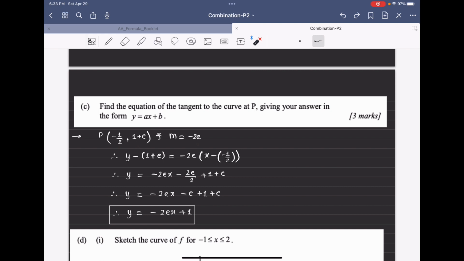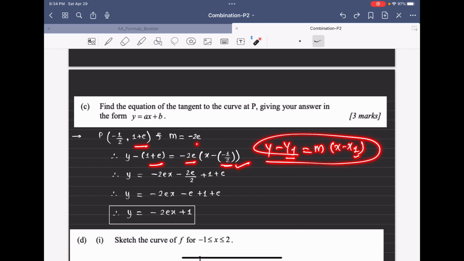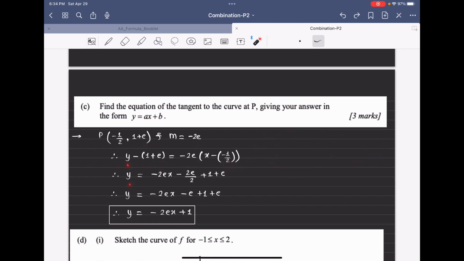So I use the equation of a tangent: y minus y1 is equal to m into x minus x1. My x1 is minus 1 by 2, my y1 is 1 plus e, my m is minus 2e. Substitute in this equation, and you get this format. So y as it is, minus 2 times x is minus 2ex. Negative of negative is plus 1 by 2. 1 by 2 into minus 2e is minus 2e upon 2.